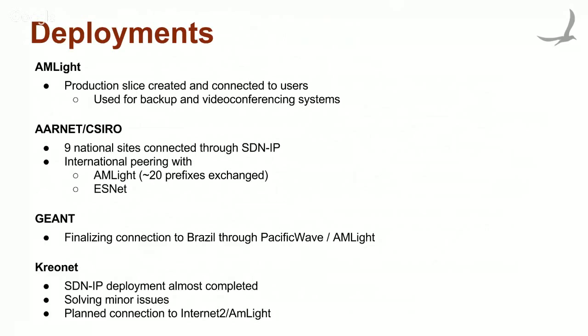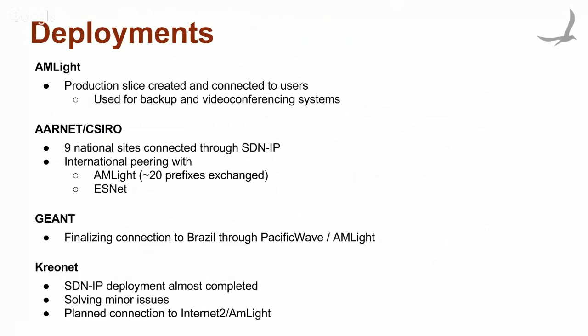Okay, so AM Lite, the Network of South America, we created the production slice. This is the first real production slice that runs real production traffic between users. We are using that for now for nightly backups and the video conferencing system. And we are hoping to get feedback this time from users. It's not just machines pinging each other this time, which is great.